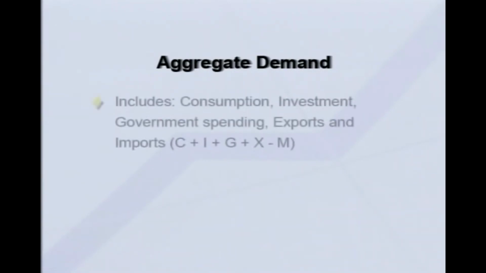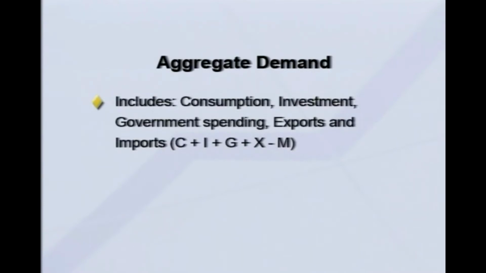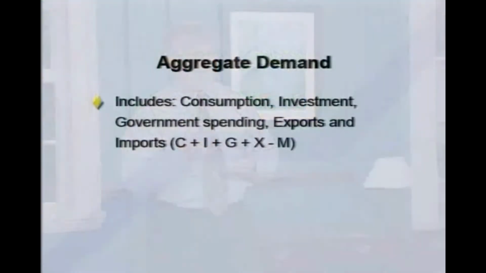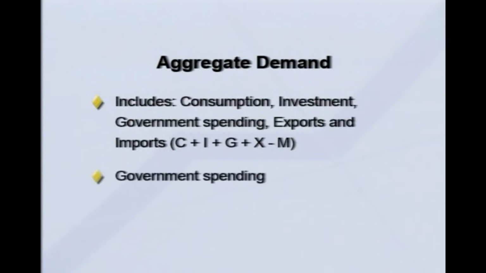Now, let's back up a half step here and remember what is included in aggregate demand. Aggregate demand, as we talked about in the earlier lecture, is C plus I plus G plus X minus M. That is consumption plus investment plus government spending plus exports minus imports. Of those categories of aggregate demand, two of them can be particularly affected by fiscal policy, by tax policy and spending policy. One, obviously, is government spending. If government spends a lot more money, that tends to increase aggregate demand.